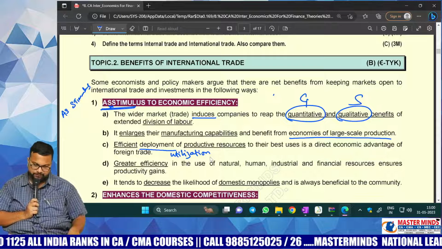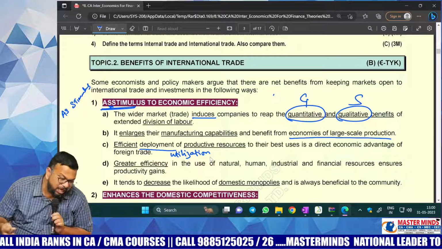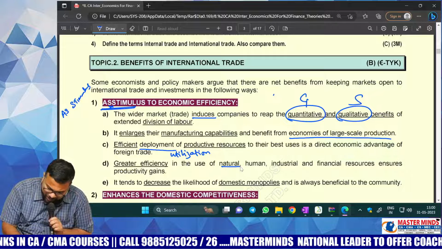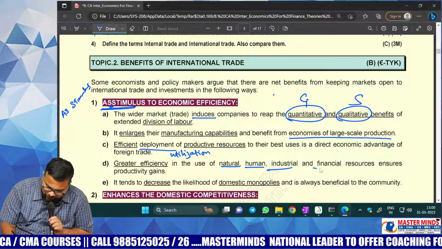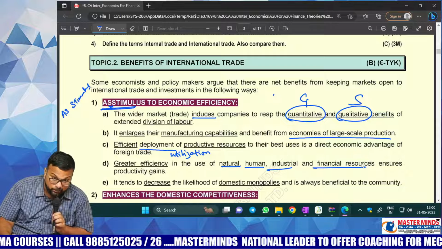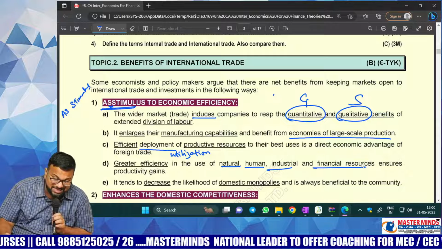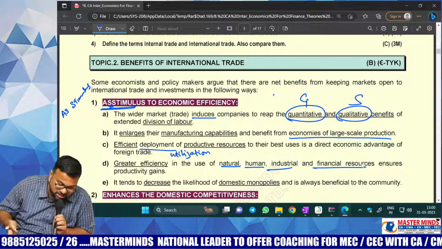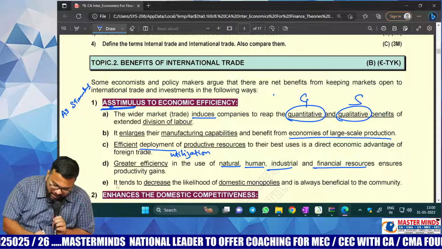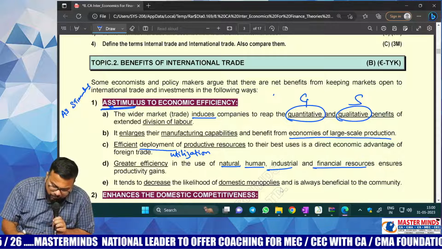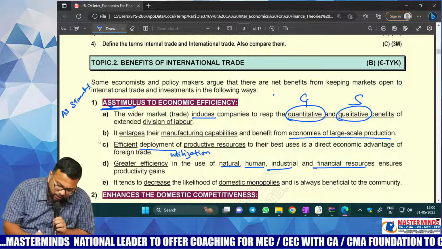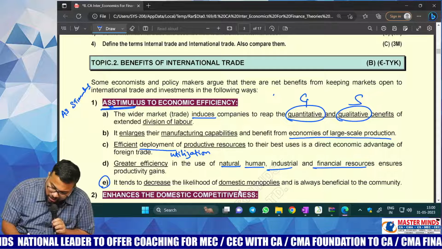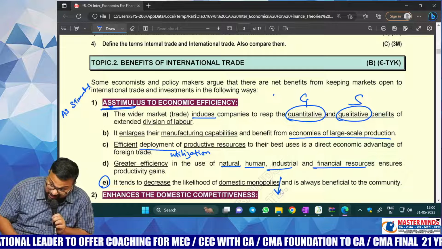Point number C. Greater efficiency. Greater efficiency in use of natural, human, industrial and financial resources ensures productive gains. Because when we are utilizing resources efficiently, overall productivity will increase. Wastage decreases, productivity increases. It tends to decrease the likelihood of domestic monopolies. As I said earlier, because of competition, the number of firms increases. When the number of firms increases, domestic monopolies decrease.